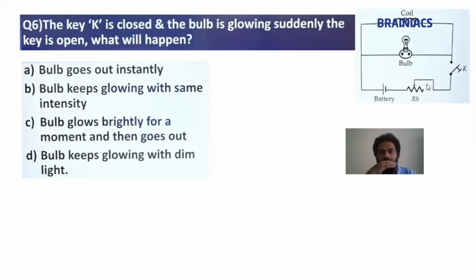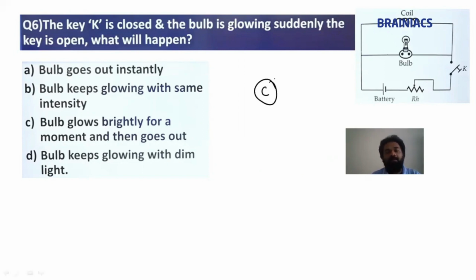So the bulb will not go out instantly. Option B is the bulb keeps glowing with the same intensity, which is not possible without current. It keeps on glowing, that is not possible. C is the bulb glows brightly for a moment, then goes out. That is the answer. Why?